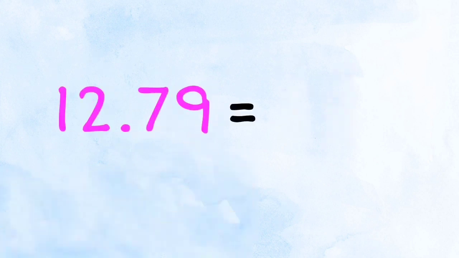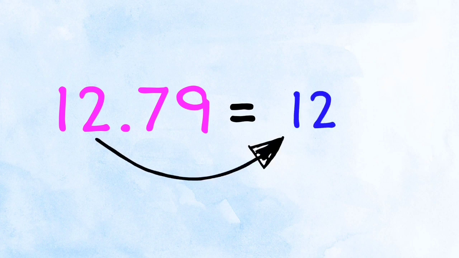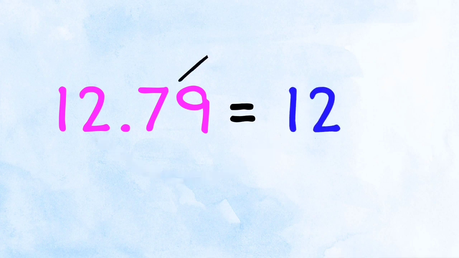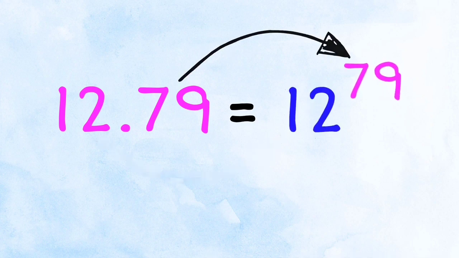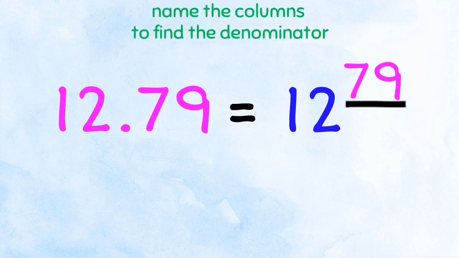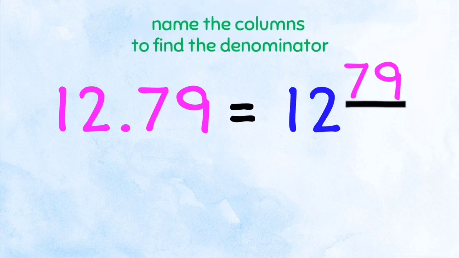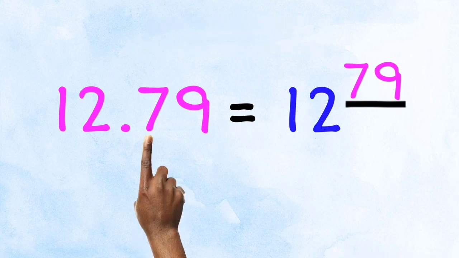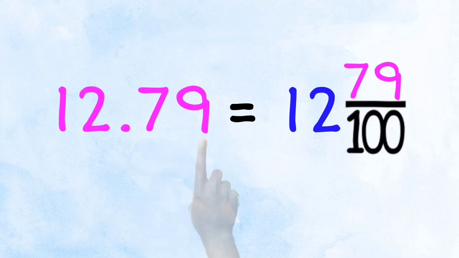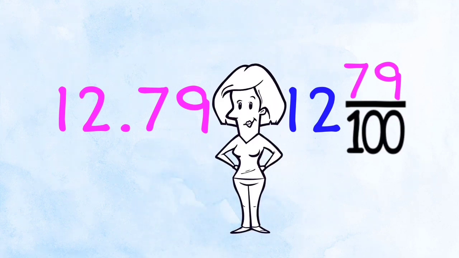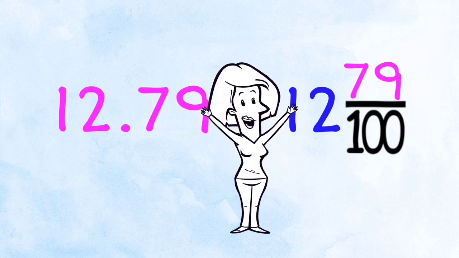In this question again, 12 we will write here. 79 will be our numerator, and since we have 2 digits after the decimal, it will be tenths, hundredths. Yes. See how easy it is?